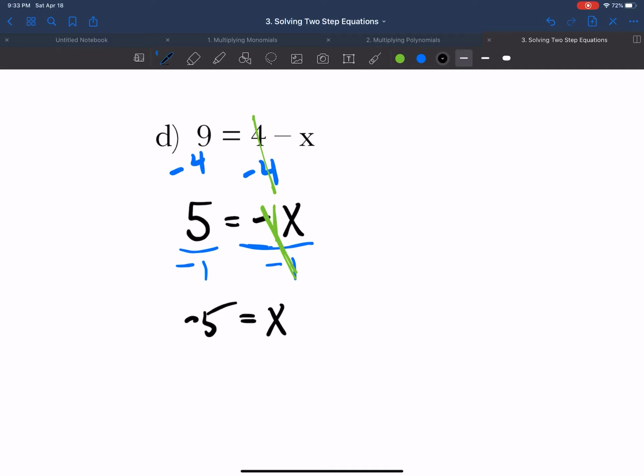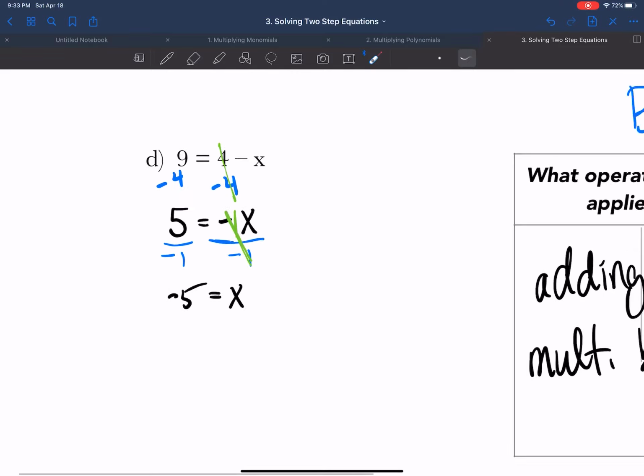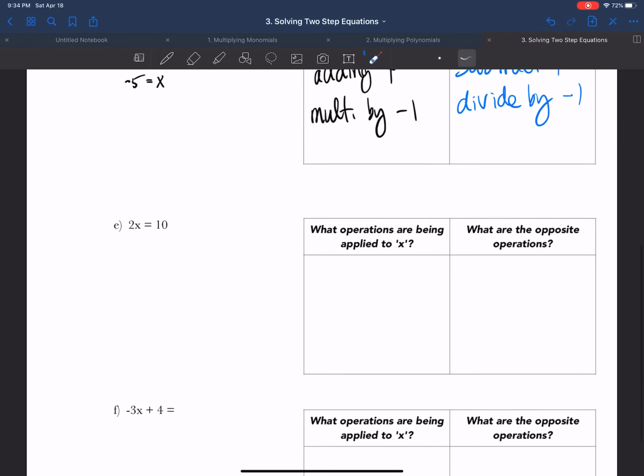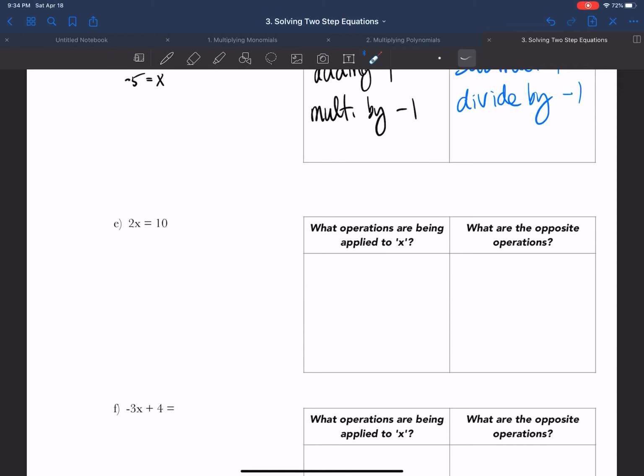Up here, we're trying to figure out 9 is equal to 4 minus something. Right? 9 is equal to 4 minus what? Well, 4 minus negative 5. That's what we figured out. I know. Mind-blowing.